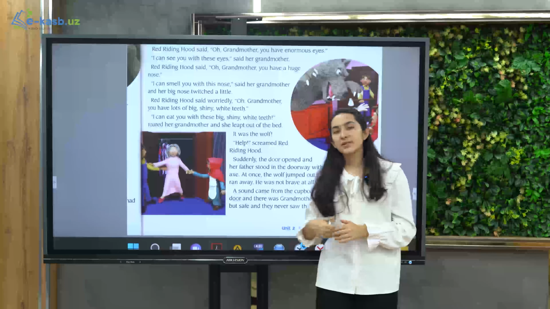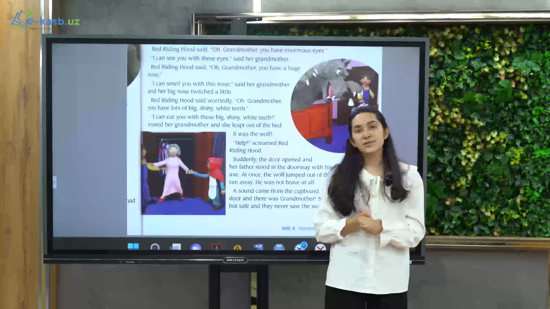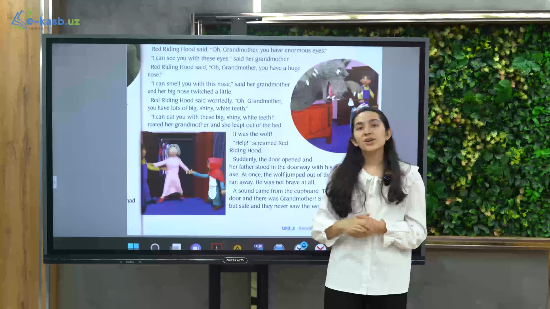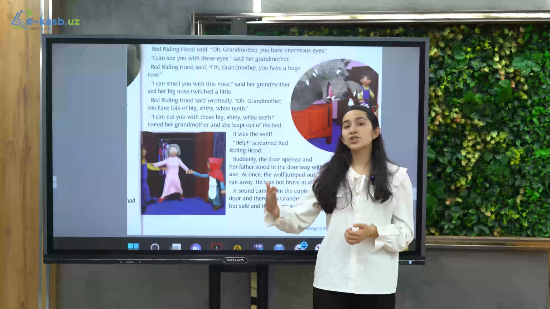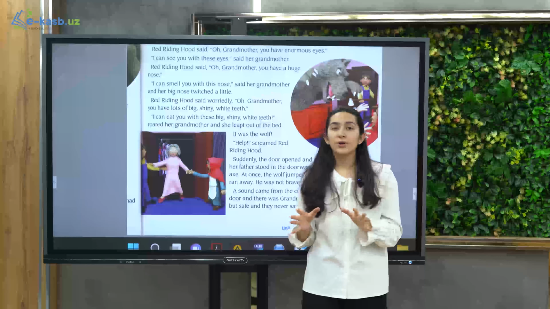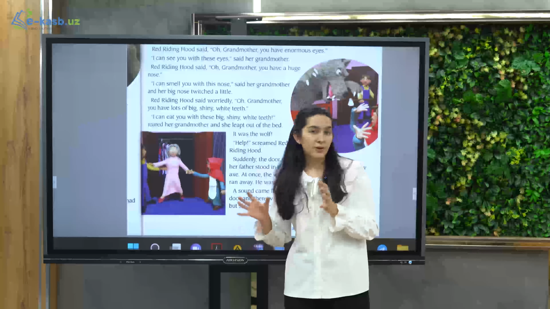One important thing to note here is that Red Riding Hood wasn't scared of the wolf. She wasn't frightened of him. She was a very brave girl.